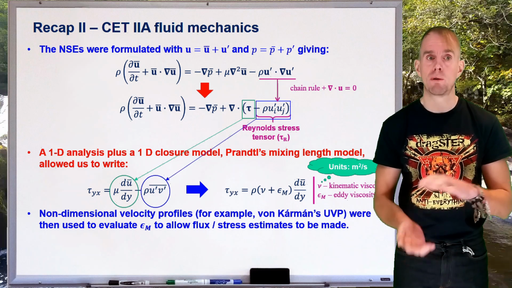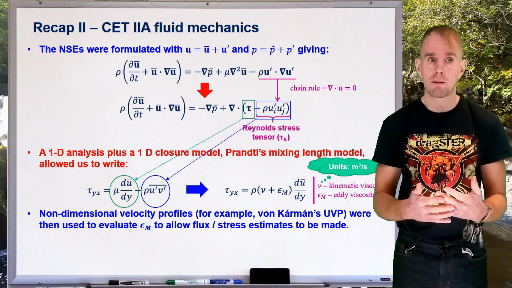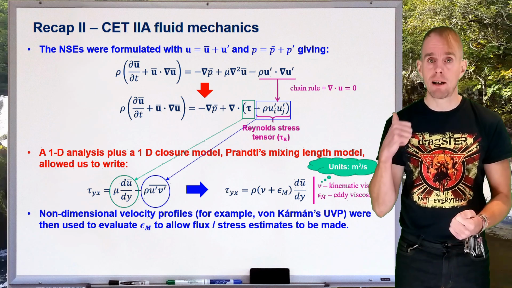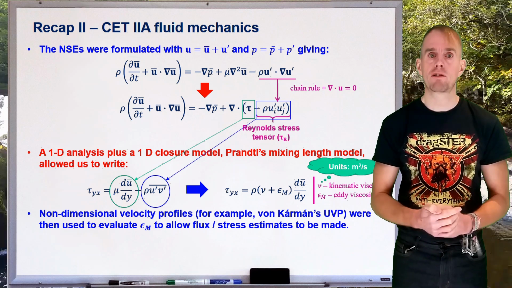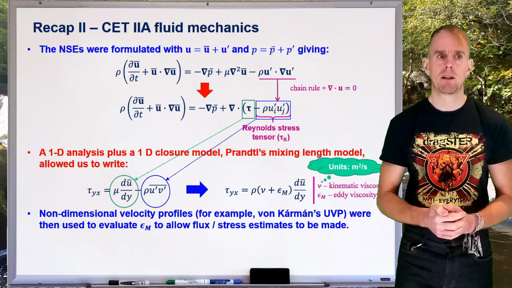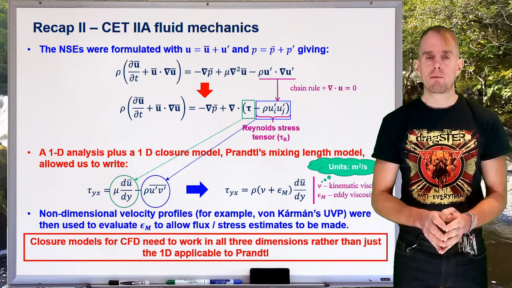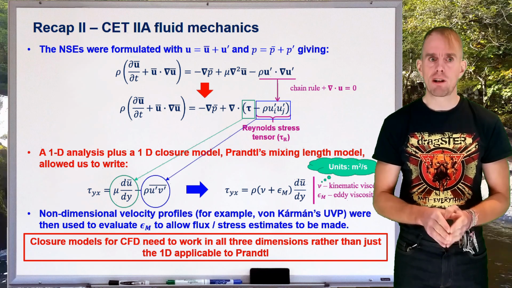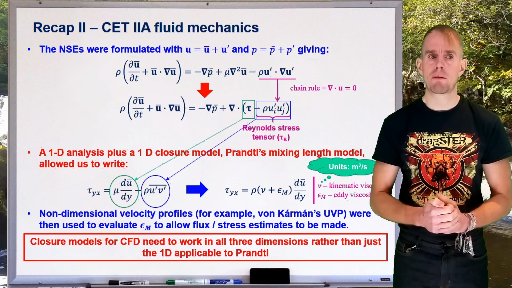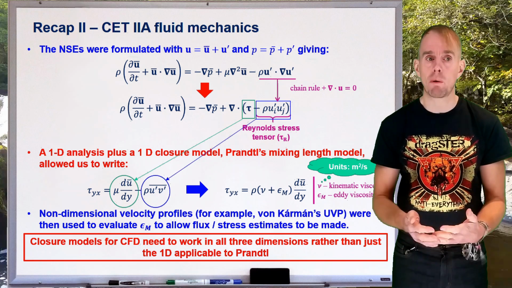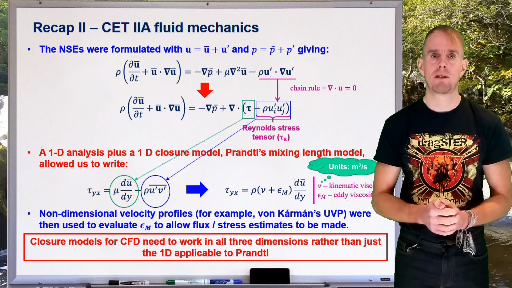And it's that relationship between epsilon and velocity gradient that allowed you to estimate epsilon, which in turn allows you to estimate things such as the stress, or the turbulent heat flux, or the turbulent mass flux. Now, when we're thinking of computational fluid dynamics, we need something that works in 3 dimensions and not just 1 dimension. We're going to follow a similar approach to Prandtl in terms of having an extra set of equations, but they need to be more complex and rigorous.